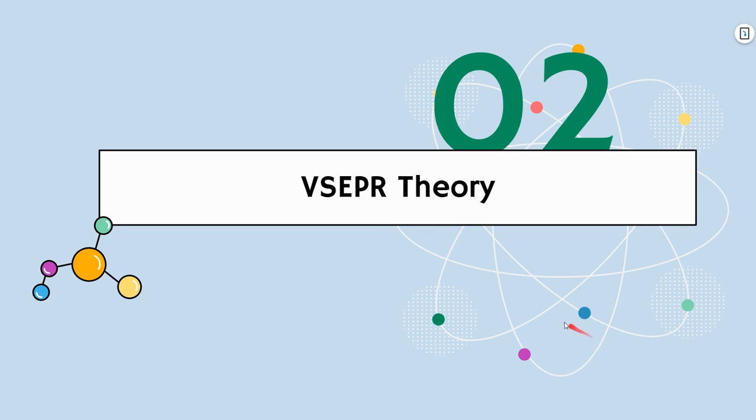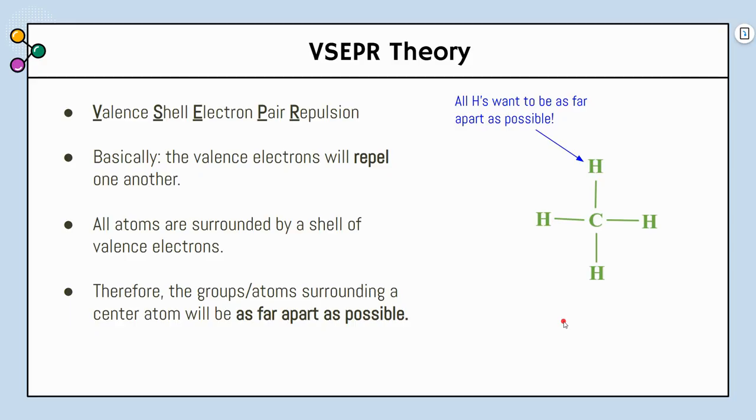And that's where VSEPR theory comes in. VSEPR stands for valence shell electron pair repulsion. Basically, the valence electrons on all of these atoms are going to repel each other, except for the ones involved in bonding. So remember that atoms are all surrounded by a sea of valence electrons, and what this boils down to is that every group attached to a center, in this case all of the hydrogens, is going to want to be as far apart from each other as possible.